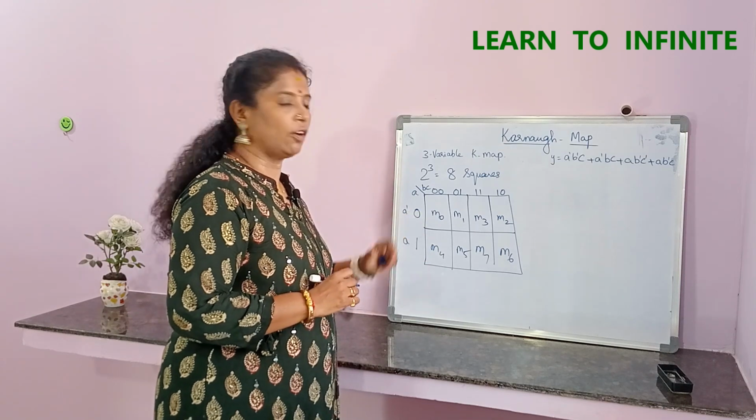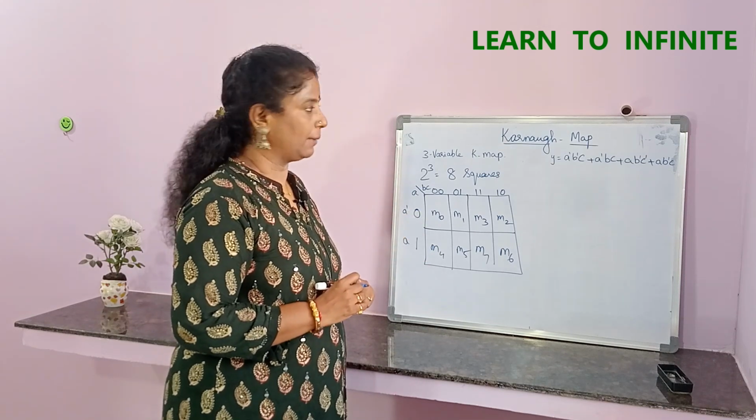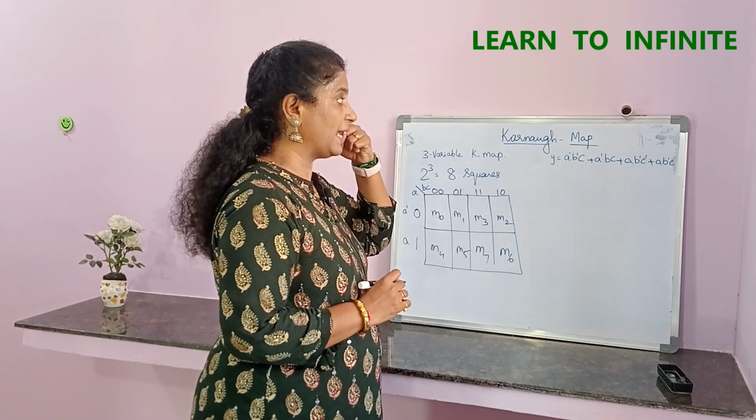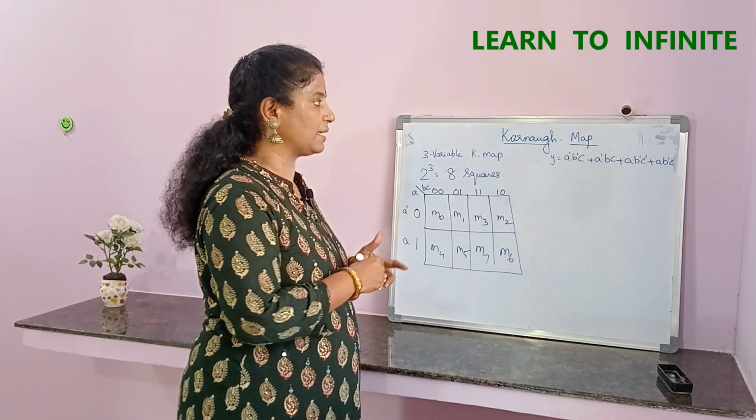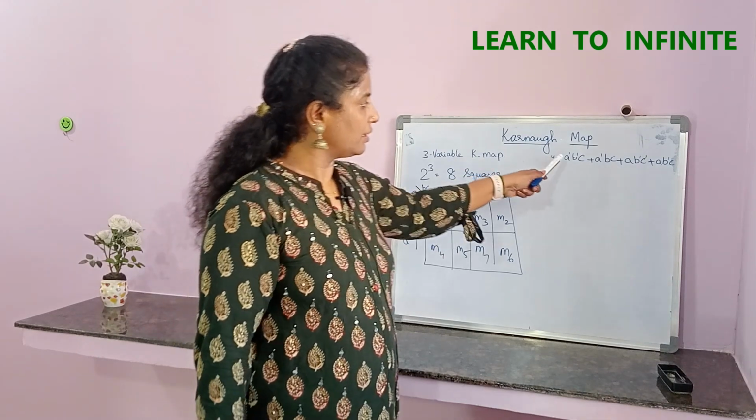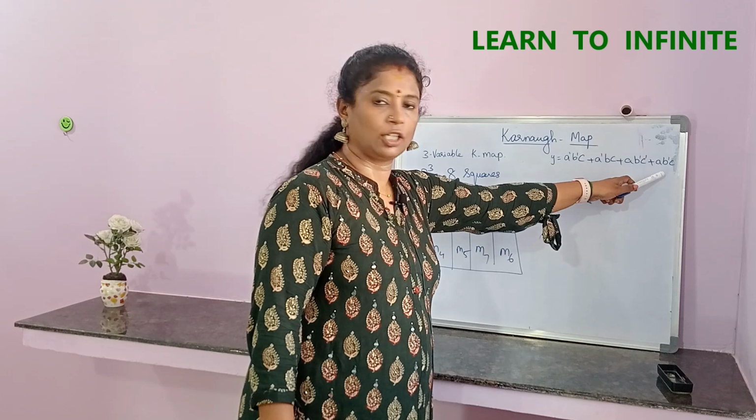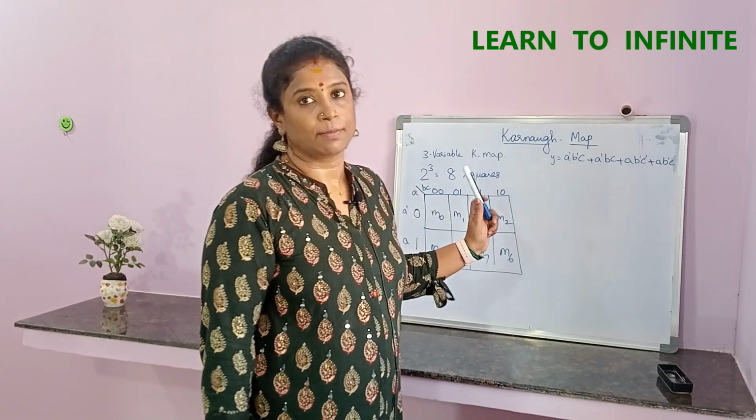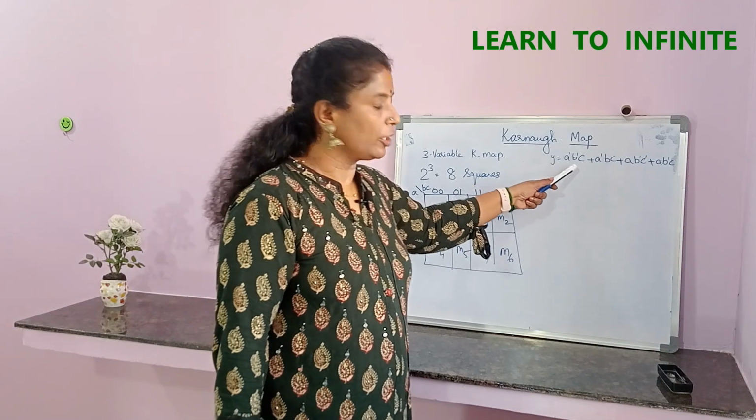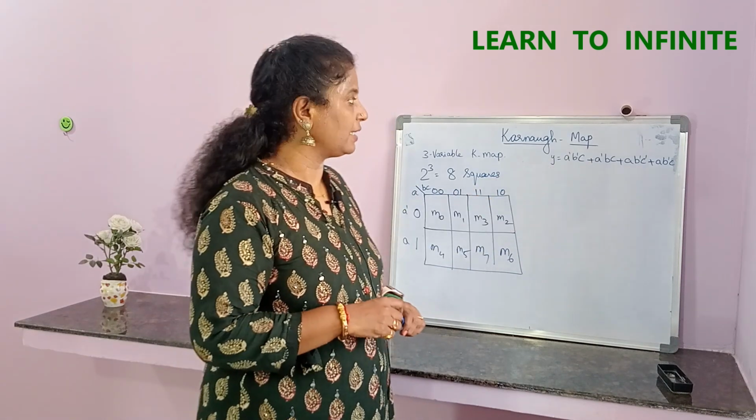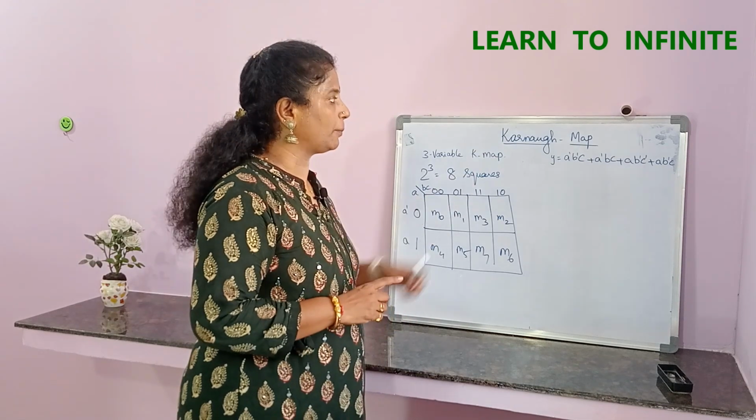Now let us solve a problem for a three variable K-map. Let us take an example problem here. Y is equal to A dash B dash C plus A dash B C plus A B dash C dash plus A B dash C. By looking at the question, see the terms, how many terms are there? There are totally 4 terms and each term consists of maximum 3 variables. So we are going to solve this algebraic expression using a 3 variable K-map, right? Now let's move on to the problem.